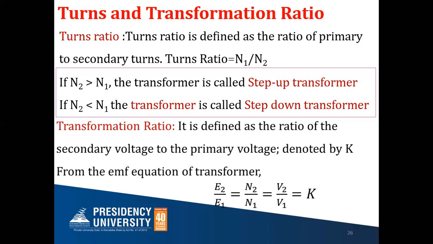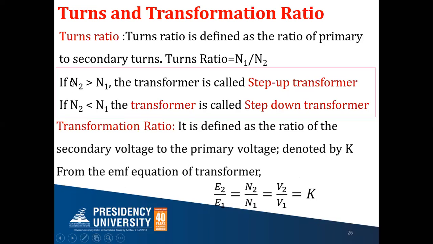And in case, see here I wrote N2 is greater than N1. Taking this equation, N2 is greater than N1. That time V2 will be more than V1, obviously, since N2 by N1 is equal to V2 by V1. If the number of turns in the secondary side is more compared to the number of turns in the primary side, the voltage in the secondary side will be more. That kind of transformer we call a step up transformer. Step up means we are increasing the voltage. If you want to increase the voltage, we need to increase the number of turns.